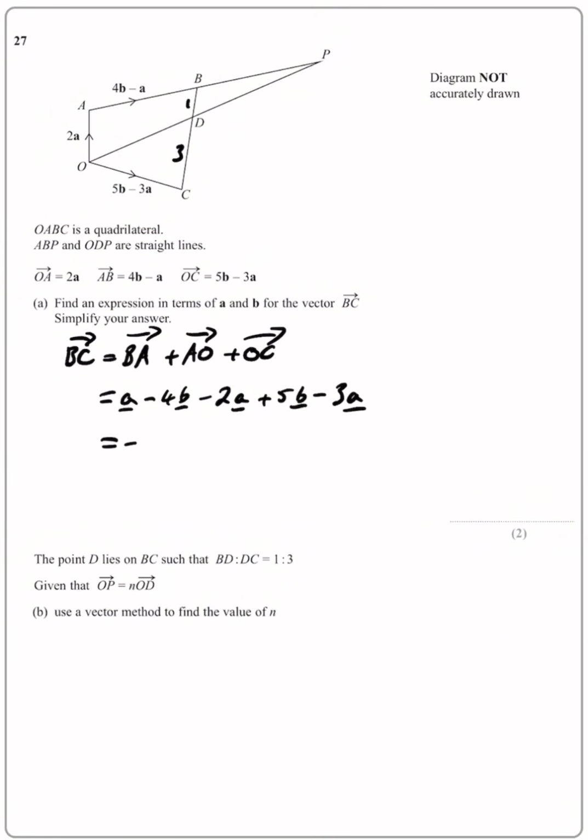Collect your like vectors. You get minus 4 lots of little a plus little b, and that's the vector BC.